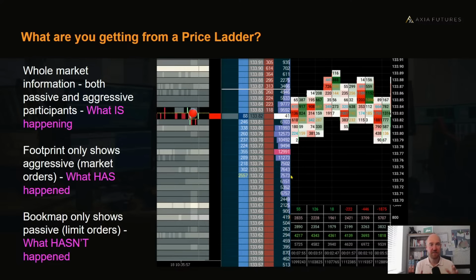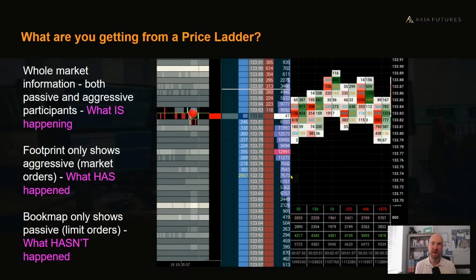Footprint, fantastic tool. We looked at it yesterday. What footprint, as I pointed out yesterday, I think is very, very good at doing is allowing you to get a sense of expectation of what's coming next because you're able to see the way a market traded in certain areas. The way footprint does this is it only shows aggressive orders. It only shows market orders. So it doesn't show you who they're necessarily buying from or who they're selling to. So essentially, footprint shows you what has happened.